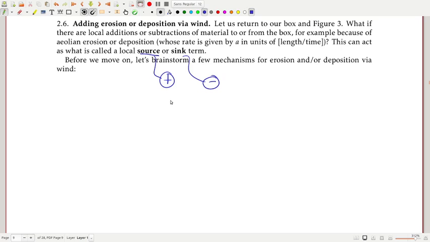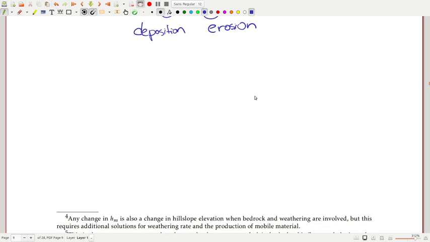And so you can think of source terms in this case being specifically deposition, and sink terms being erosion. And so what are a few real mechanisms that we can think of by which the wind might create source or sink terms? So, for example, we can have deposition.